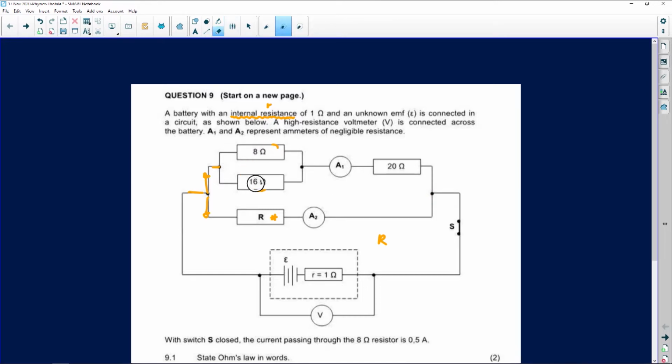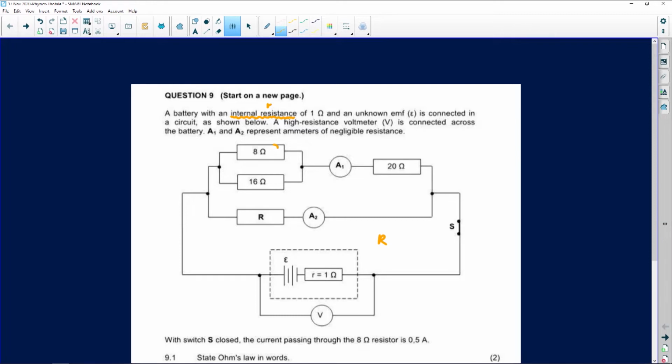Just take that all out so that it looks a bit neater. So then we have a high resistance voltmeter, which is connected across the battery. This is the voltmeter that they're talking about. We've got A. Remember, A represents an ammeter. An ammeter, we learned in grade 10, is a device that measures the current within a circuit. So we've got A1 and A2. We've got 2 ammeters. We can see that the current that passes in 16 and 8 will collectively pass between A and move to 20.